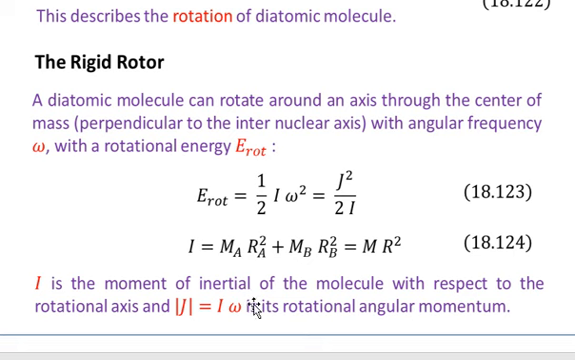Capital I is the moment of inertia of the molecule with respect to the rotational axis, and the magnitude of J, which is equal to I times omega, is the rotational angular momentum. So capital J mod is actually the magnitude of the rotational angular momentum. So J is the rotational quantum number, which is related to the physical parameters under the condition that J mod is equal to I times omega. Since J is a vector quantity, I have written only its magnitude over here.